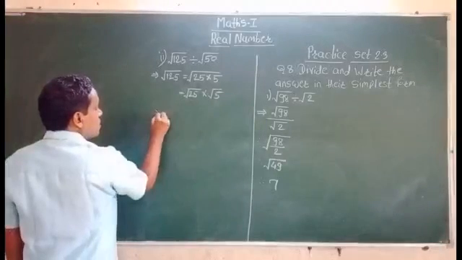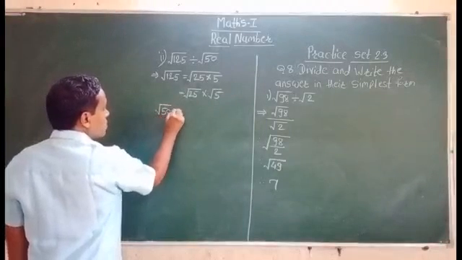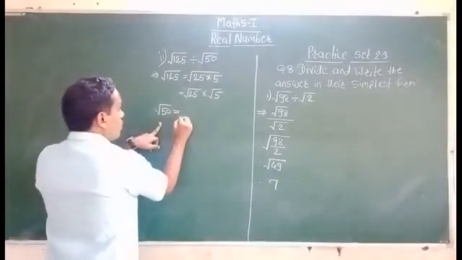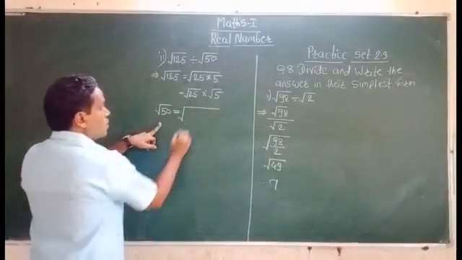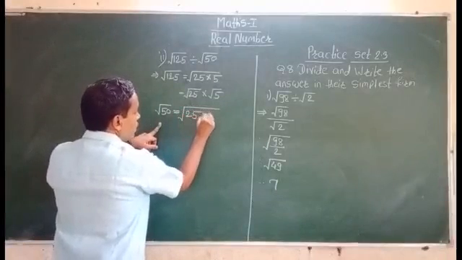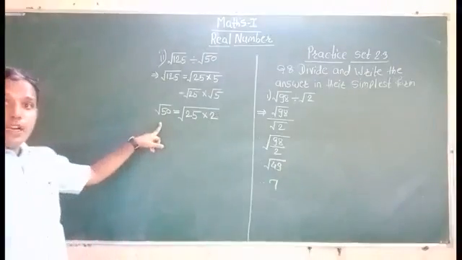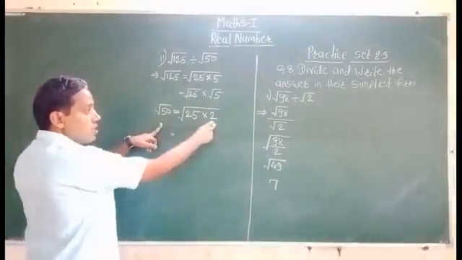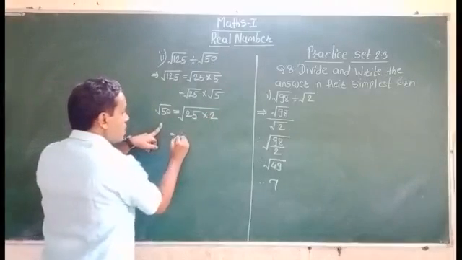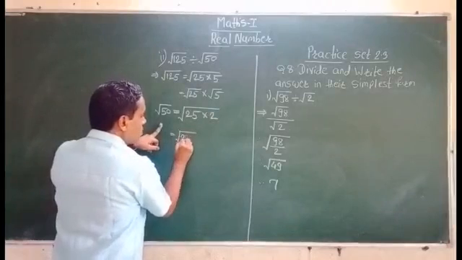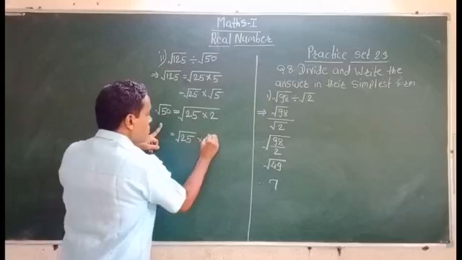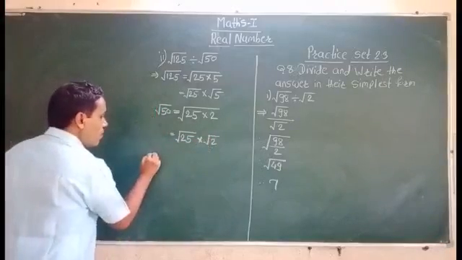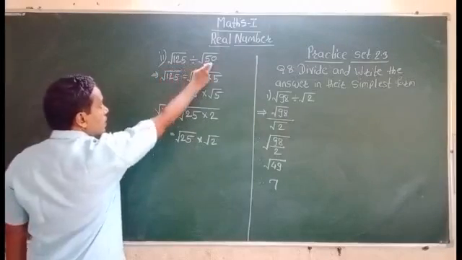The second surd is surd 50. When you factorize it, you get 25 into 2. The 25 is a perfect square number and 2 is a prime number that cannot be factorized again. So you write surd 25 into surd 2.